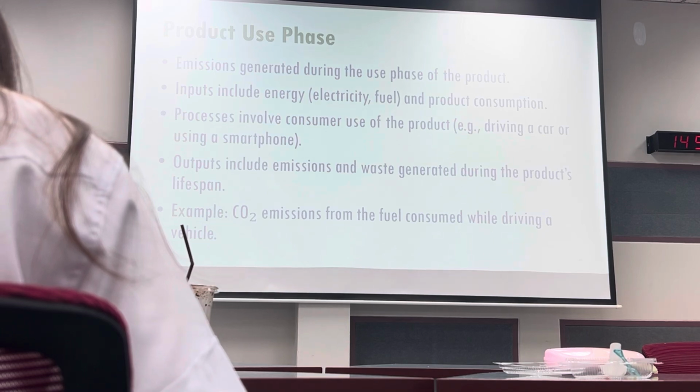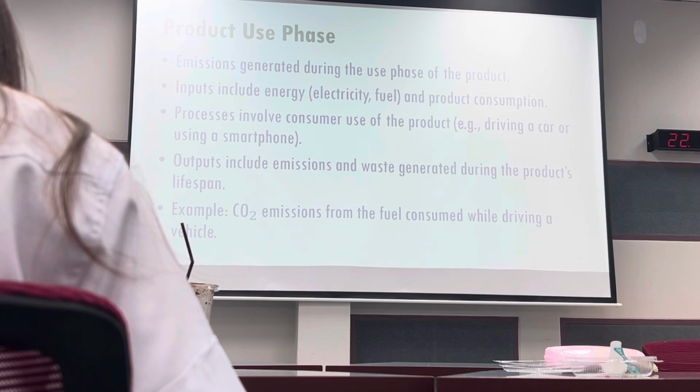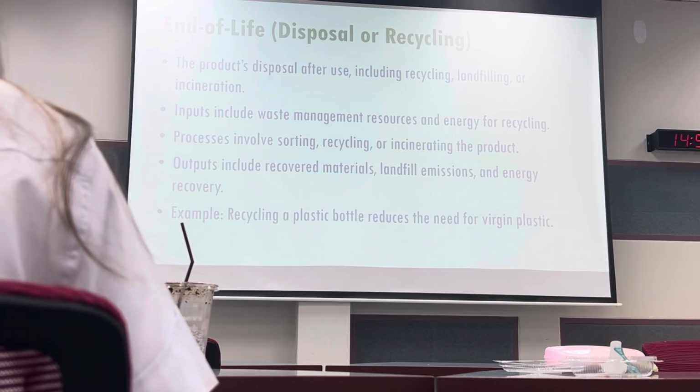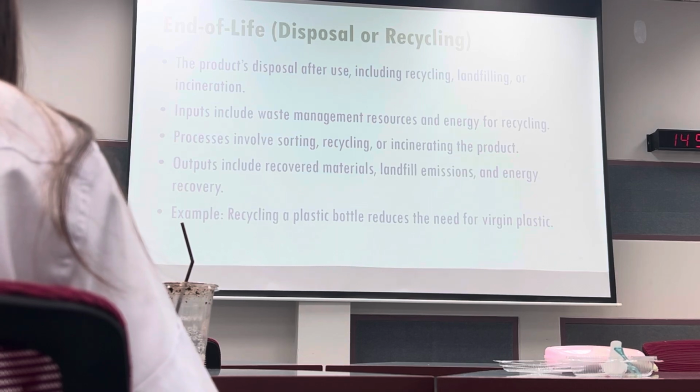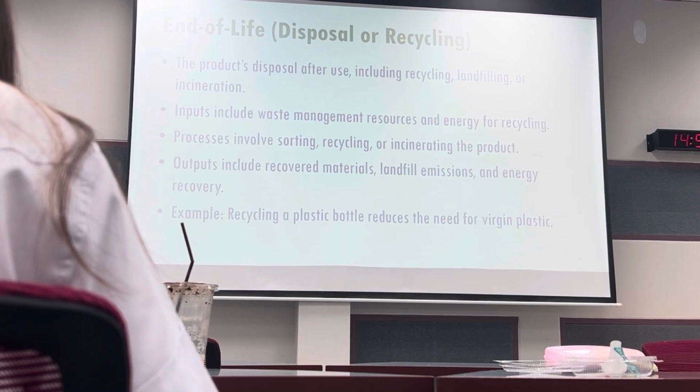Then for the use phase, we include the energy, electricity or fuel. The process is, for example, driving a car or using a smartphone. The outputs are emission and waste during the product lifespan. The end of life is either dispose or recycle. If you dispose, it depends on how you dispose of the product, landfill or incineration, right? If you recycle, that one has no emission, right? Recycle, you get a free pass. Recycle has no emission. So those are the product flow.